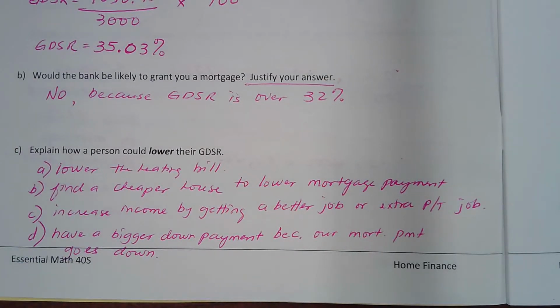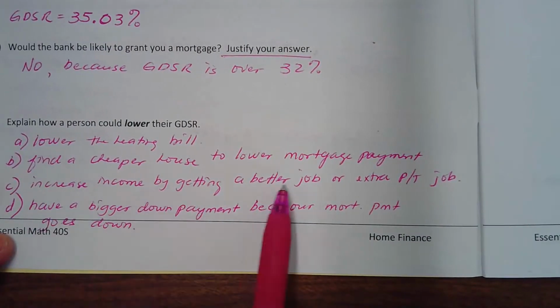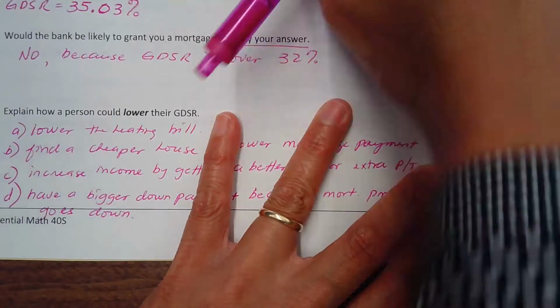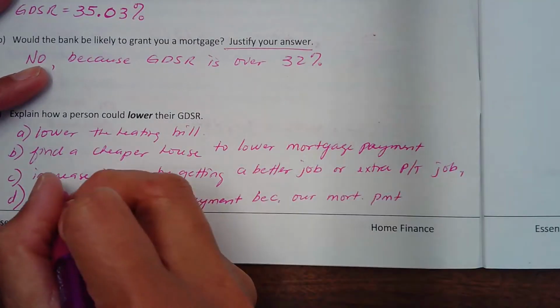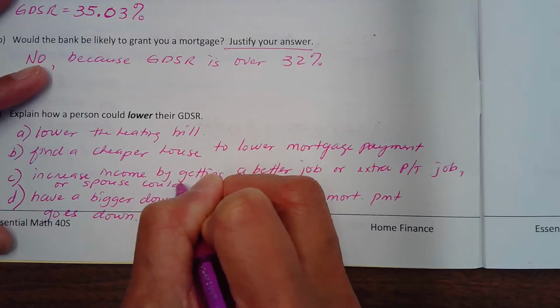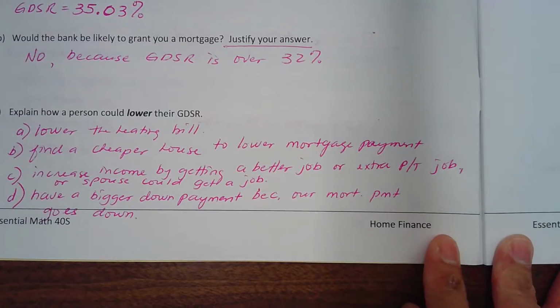Anything else that you could think of? Those are perfectly good possibilities. Second income, spouse. Yeah, second income. Okay, I'll put that: increased income by getting a better job, or maybe a spouse could get a job. Thank you. Anything else?